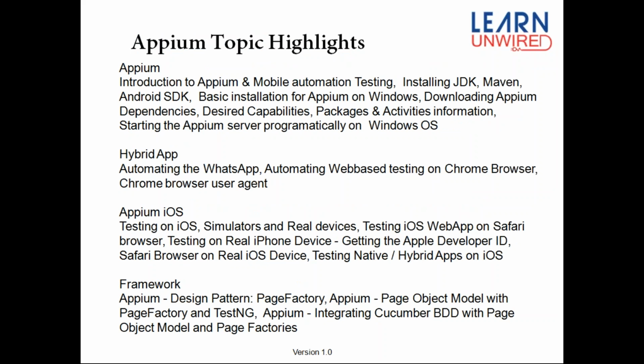The topic highlights in Appium that will be covered: mobile automation testing details and installation of JDK and Android SDK. Then hybrid apps like WhatsApp, and browsers like Chrome, and then Appium on iOS. We'll have Appium testing on both the iOS simulator and real devices, and web apps on the Safari browser, and at the end, the framework would be covered. This is basically a quick highlight of the course.